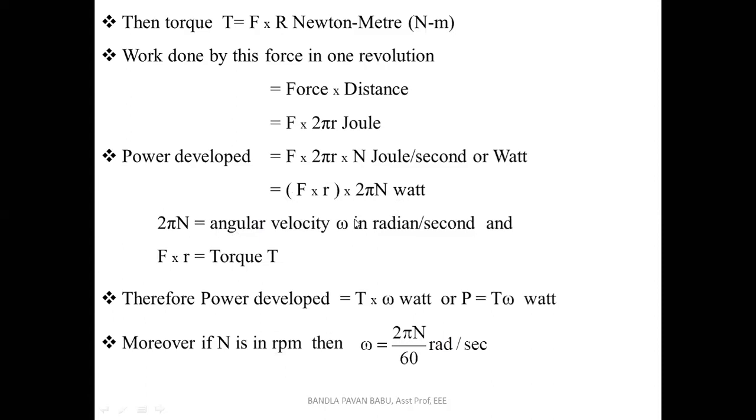So for our convenience we are segregating this equation here. So power developed equal to T into omega watts. So this is the power developed, or it can be written as P equal to T omega watts. Okay, where omega is the angular velocity, which is equal to 2 pi N by 60 radians per second. Okay, earlier in the slip concept also we have seen either in terms of Ns or in terms of omega s also we can derive the equation.